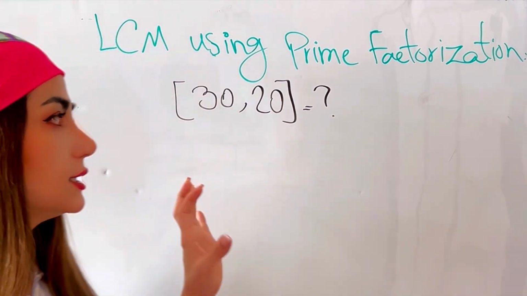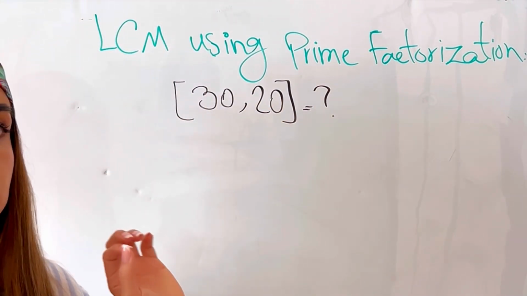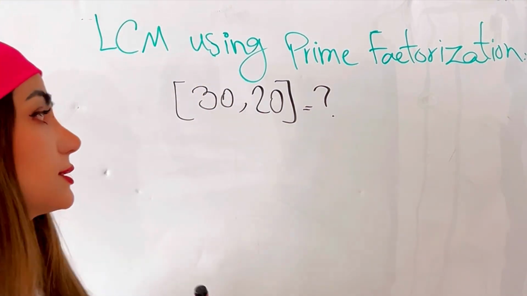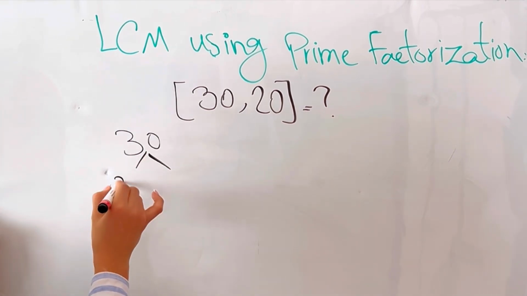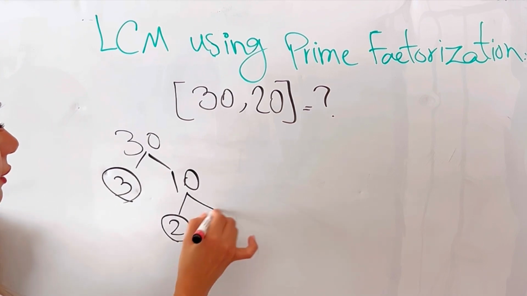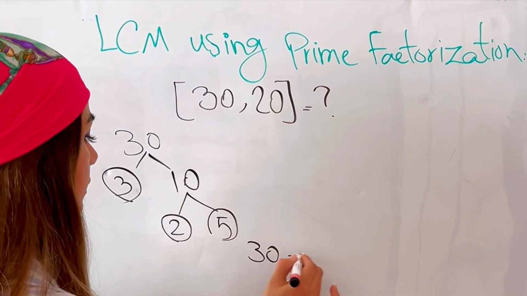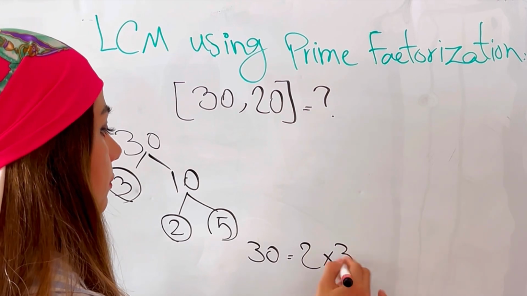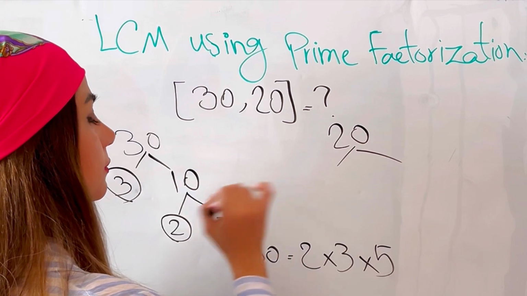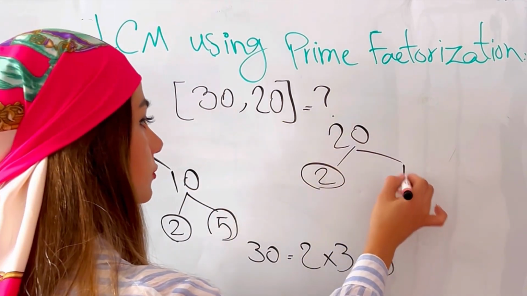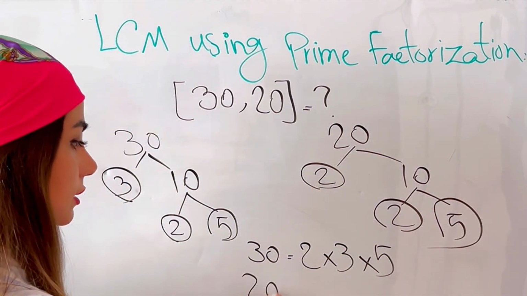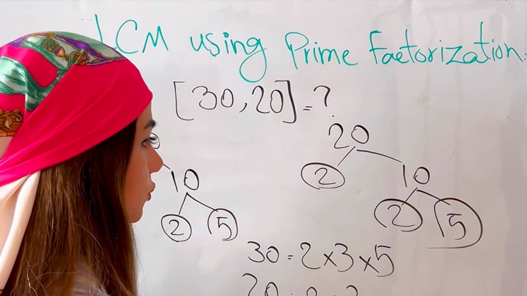Okay, let's find the LCM of 30 and 20 using factor trees. So first, let's break them down into prime factors. 30 becomes 10 times 3, 10 to 2 and 5. So 30 becomes 2, 3, and 5. And 20, break it down to 10 times 2, 10 to 2 and 5. And it becomes 2, 2, and 5.